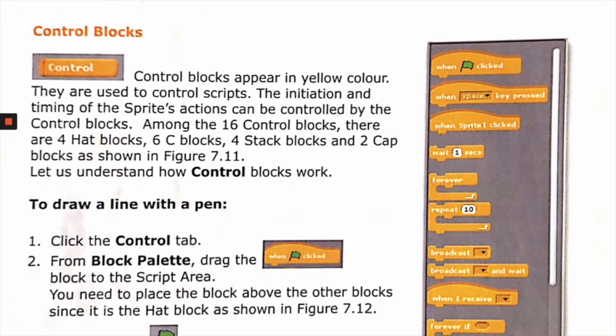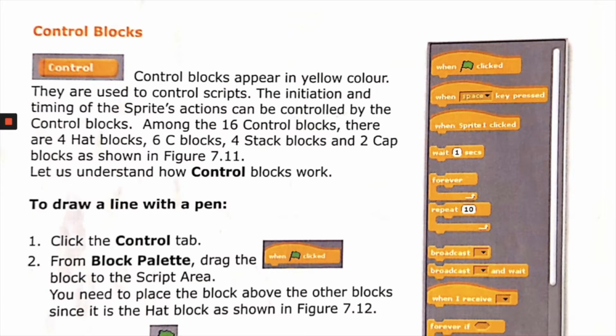Control blocks appear in yellow color. They are used to control scripts. The initiation and timing of the sprite's action can be controlled by the control blocks. That is, the sprite's actions can easily be controlled by the control blocks. Among the 16 control blocks, there are 4 hat blocks, 6 C blocks, 4 stack blocks and 2 cap blocks. These numbers you should be very familiar with.